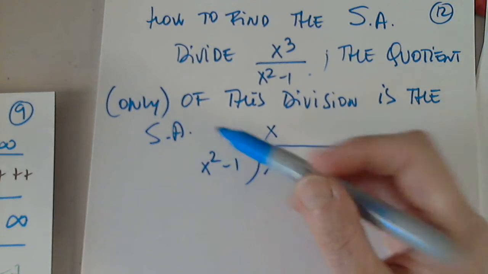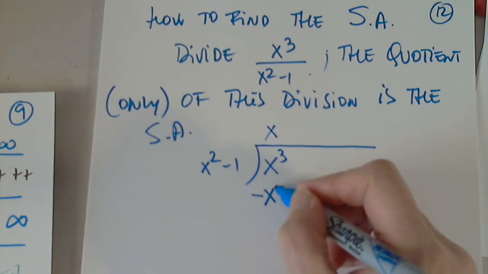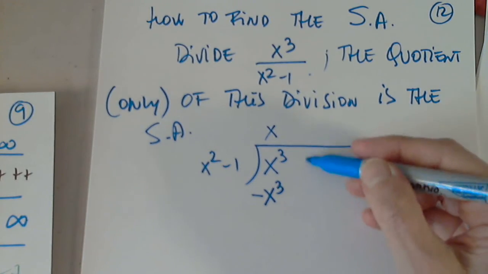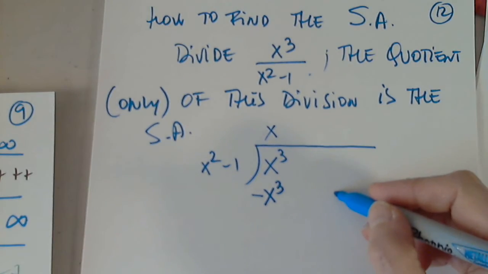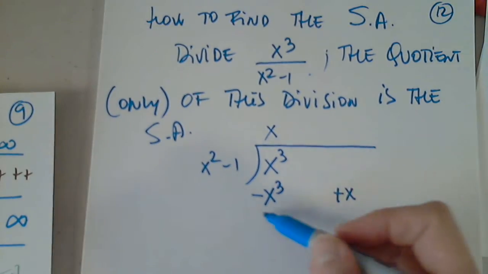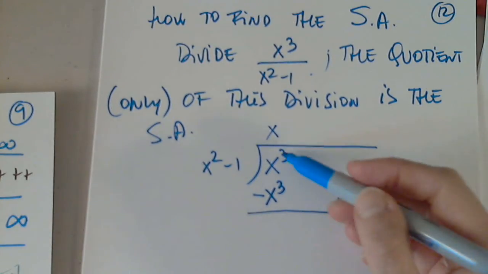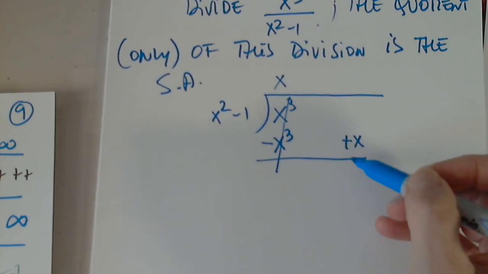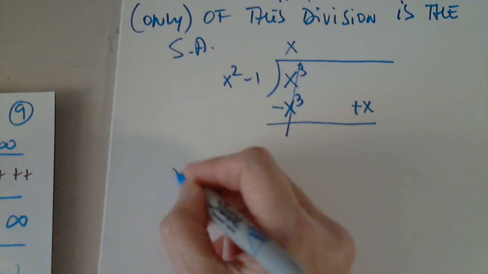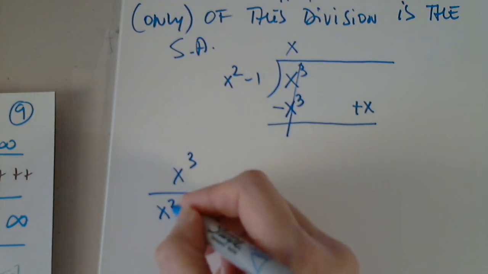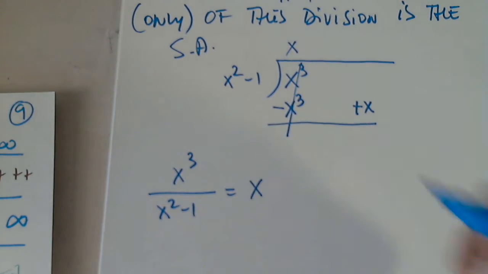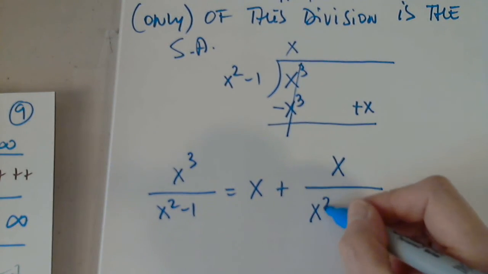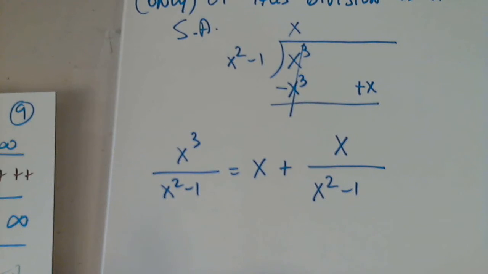X times x squared is x cubed. We need to change the sign. X times negative 1 is negative x. I cannot write under x squared. I have to write under, and I have to change the sign, negative x. So this is nothing, and even if I write the positive x, I cannot continue. So basically what I'm saying is that x cubed over x squared minus 1 is x plus x over x squared minus 1. Can I check this?